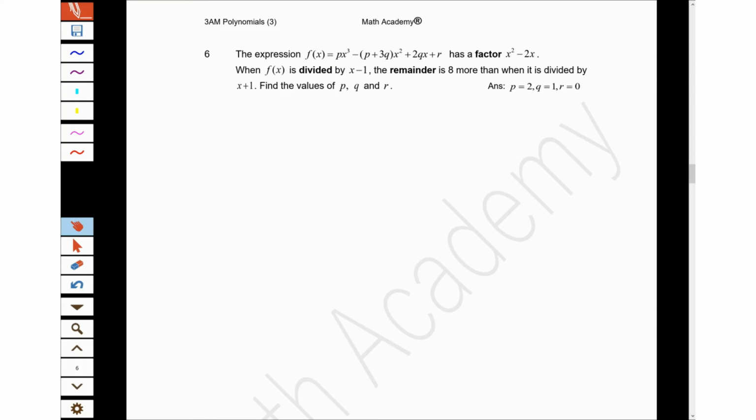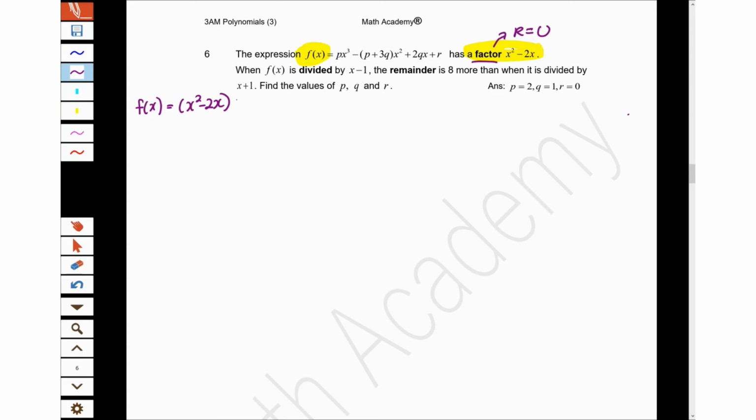Question 6. I have f(x) given. The factor is x squared minus 2x. So upon reading the word factor, I'm going to use my factor theorem. Let's form the concept. Polynomial equals divisor times quotient plus remainder. The divisor is now called a factor because there's no remainder, right? Factor implies that the remainder is 0.